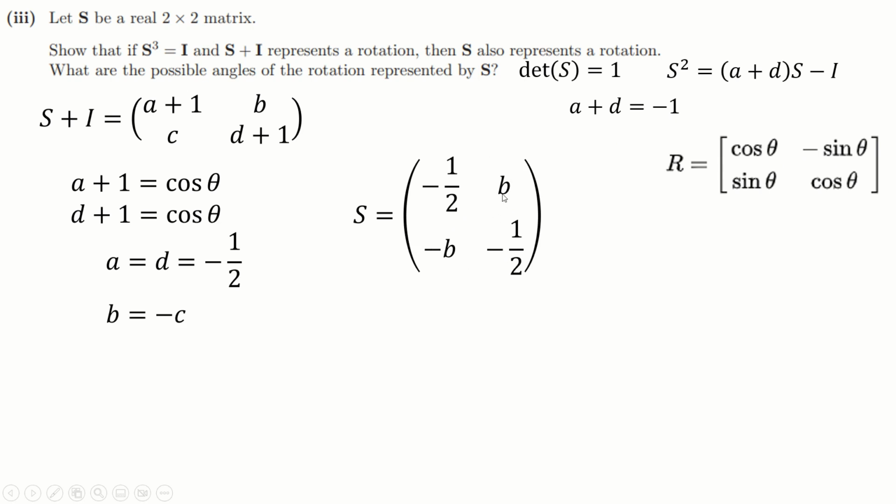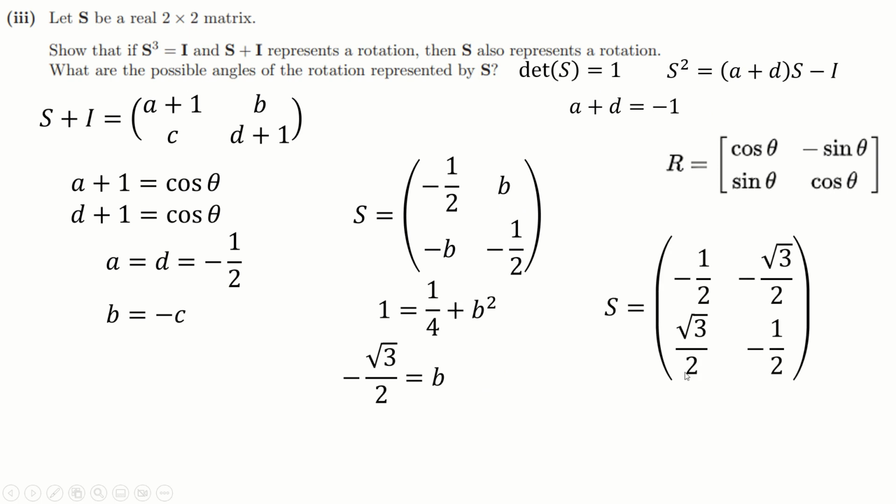Now, how do we work out b? It hasn't specifically asked us to, but I think we probably should. How do we work out b? Well, we've used this bad boy. We haven't used this, but this is more important. Det s is 1. So therefore, this times this minus this times this is 1, which will give us this figure. And so b is plus minus root 3 over 2, clearly. And yeah, we can put those in.